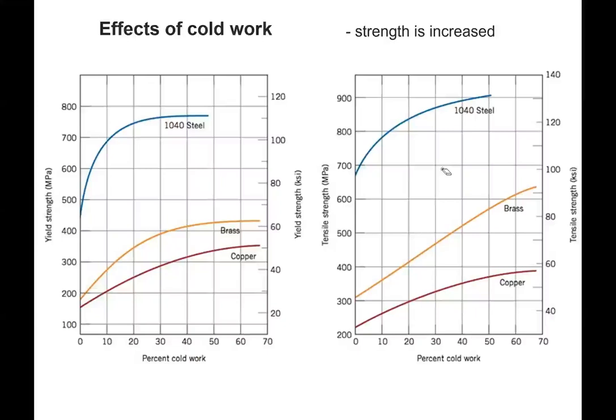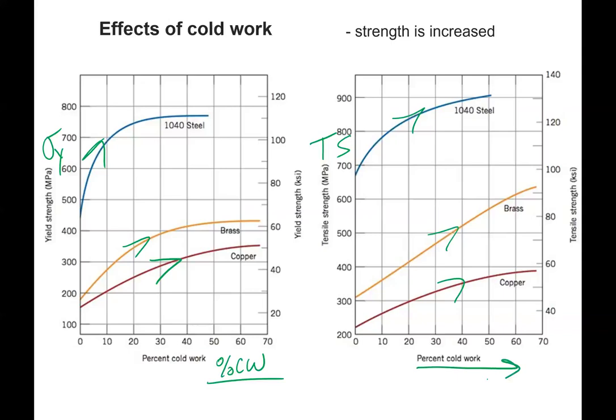So the more cold working we put in, the higher strength we expect out of the sample. So here is our percent cold work number. This is yield strength, and over here tensile strength. You can see they follow the same behavior. And again, the idea is as the cold work goes up, so does the yield strength. And it's very sharp, you can see here for the steel. Tensile strength also increases with percent cold work. So the strength goes up as we expect.